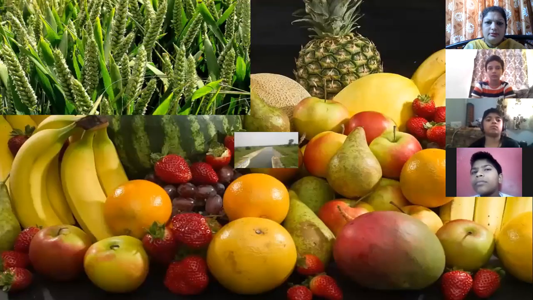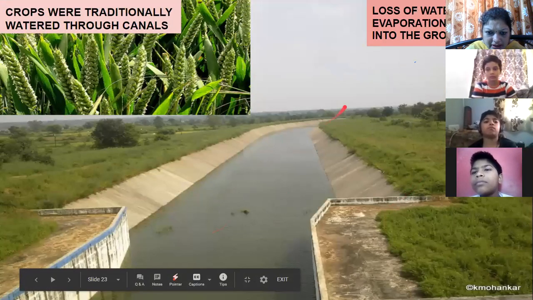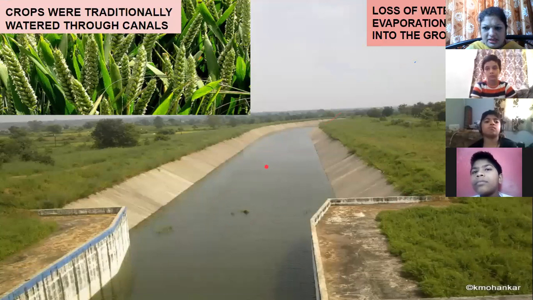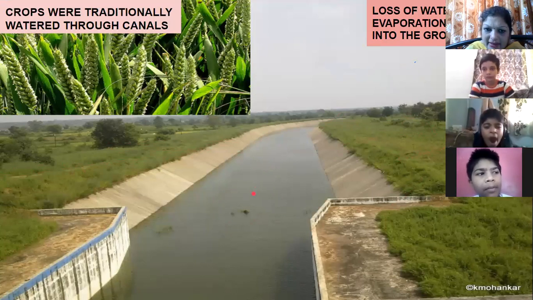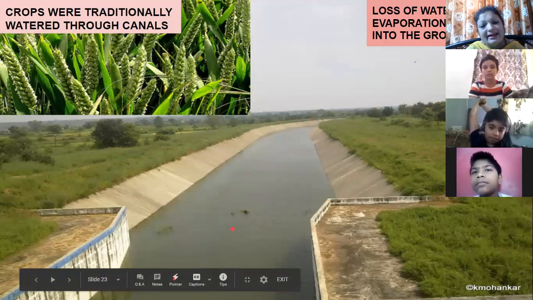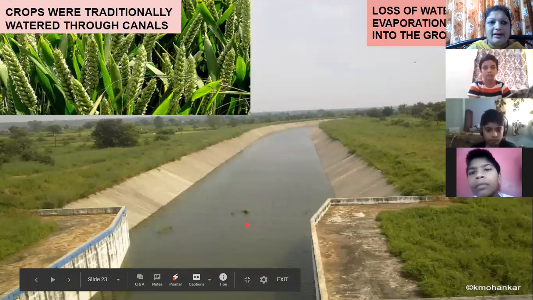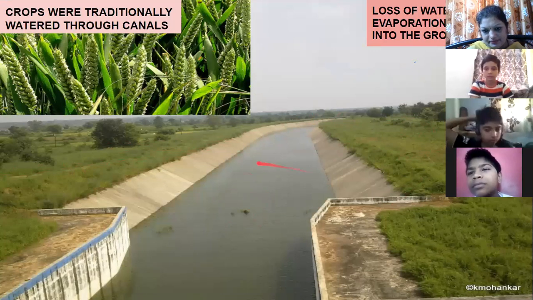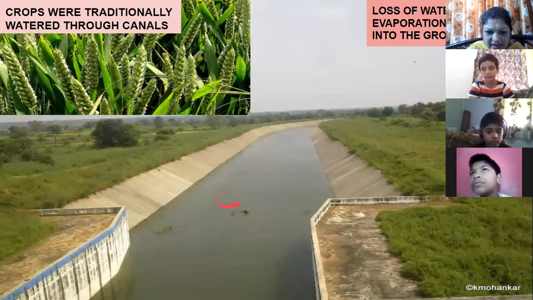Then now look here, this is another water body. To the right and the left of this water body, you can see the crops over here. Now these crops which are there, the water is provided by this canal. This is a canal. So the traditional method, the ancient method which was used, the crops were traditionally watered through canals. Now you can see the water which is there in the canal.